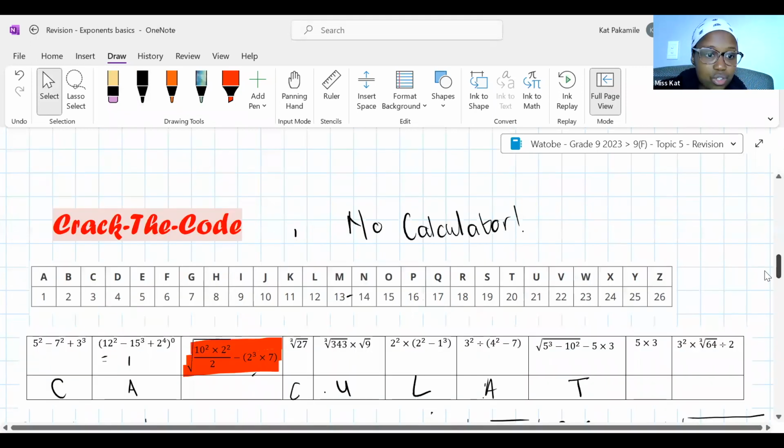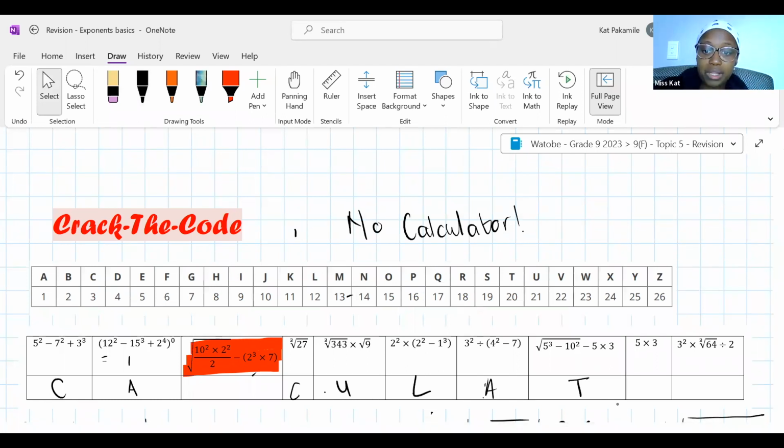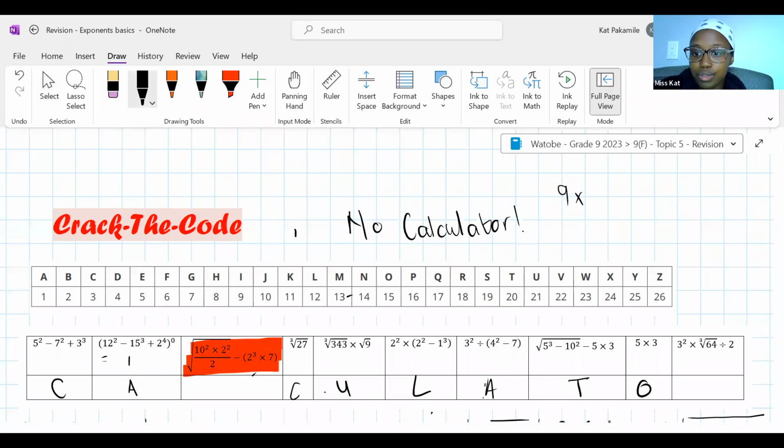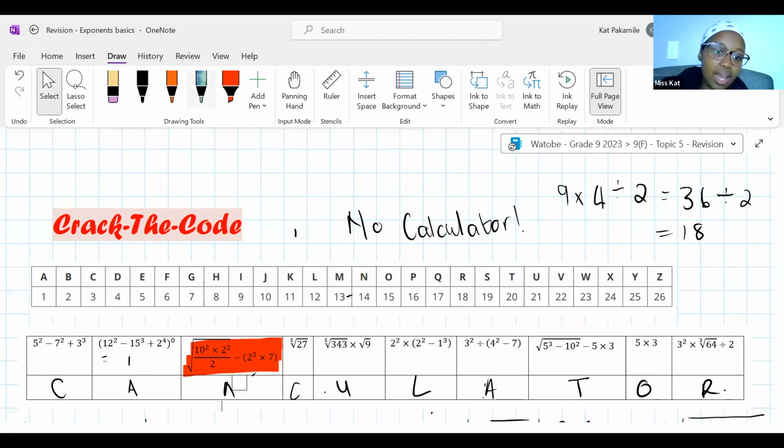5 times 3 is just 15, which corresponds with the letter O. This was supposed to give your brain a break a little bit, and mine apparently. And then we have our last one, which is 3 squared, that's 9, times the cube root of 64, which is 4, divided by 2. 9 times 4 is 36, divided by 2 is 18, which is the R. So indeed, our word is calculator.